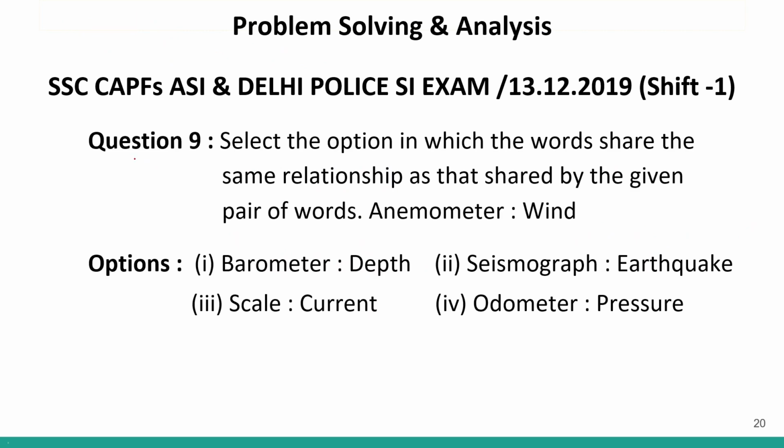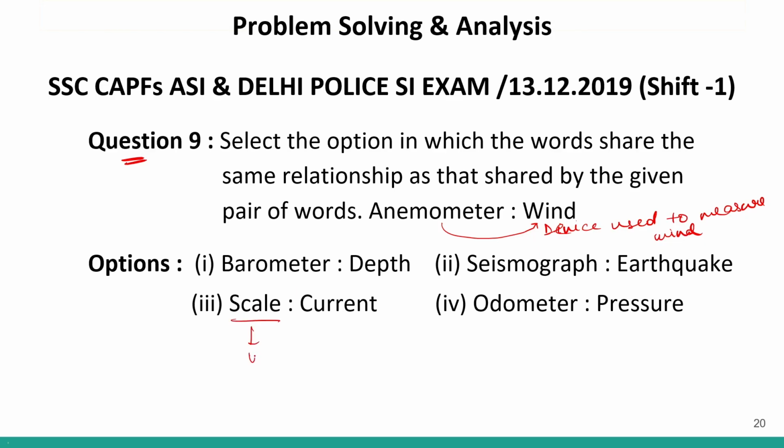Okay. Question number 9. This is again a question of analogy. Anemometer is related to wind. How? Anemometer is a device used to measure wind. So this is the relationship between anemometer and wind. So now let us look at the options.